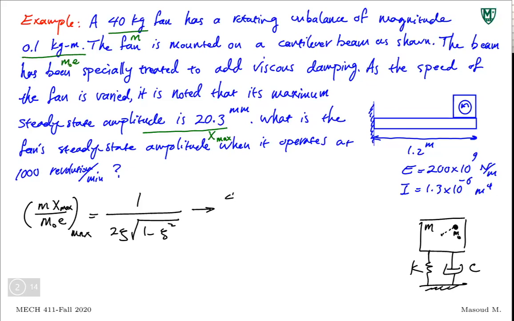M would be 40 times X, 20.3 divided by 1,000. So I think it's going to be 23 over M naught E. The value is directly given, 0.1. It was 0.1, right? Yeah. Is equal to 1 over 2 zeta square root of 1 minus zeta squared. We can actually find this from there. So I think the value for this fraction, I found it already, is 8.12.